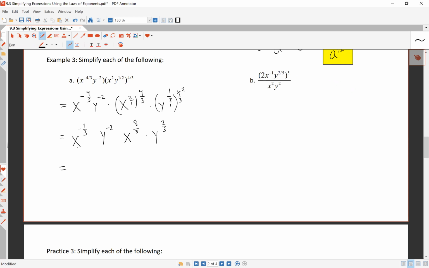Now we have x times an x, so those exponents add to each other: -4/3 plus 8/3 is 4/3. The y to the -2 times y to the 2/3, those add to each other. -2 plus 2/3 is -6/3 plus 2/3, which is -4/3.